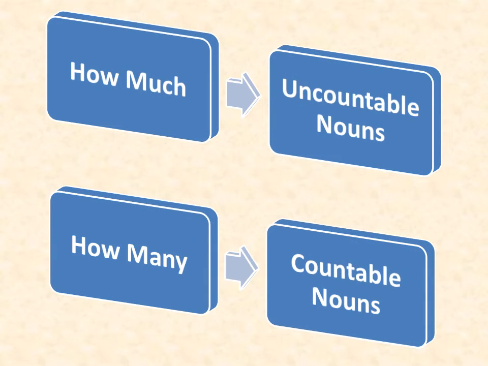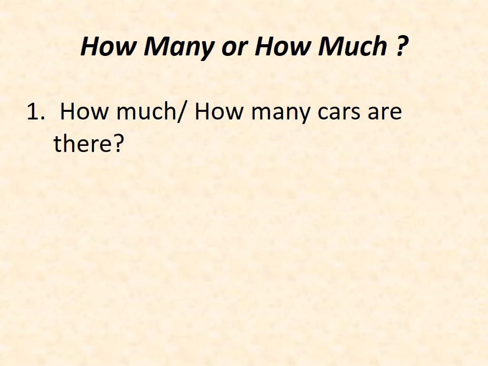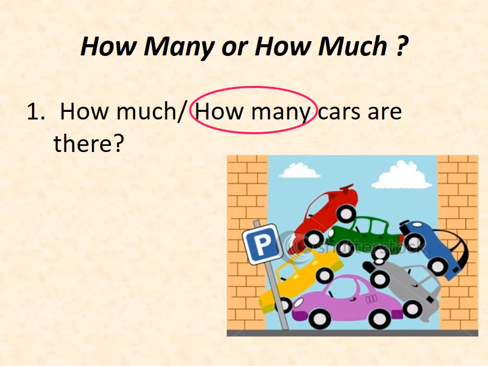Okay, what about how much or how many? I use how much with the uncountable nouns and how many with the countable nouns. This one. That's how many or how much. I'll say how many cars are there because cars are countable. I can count them. Okay, so the answer should be there are 6 cars, for example.